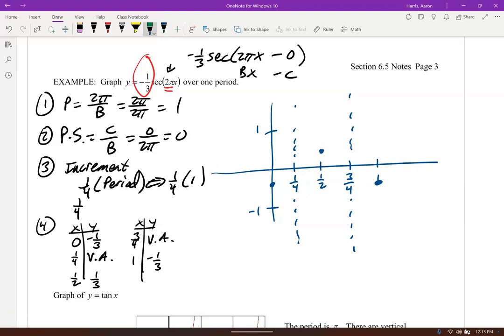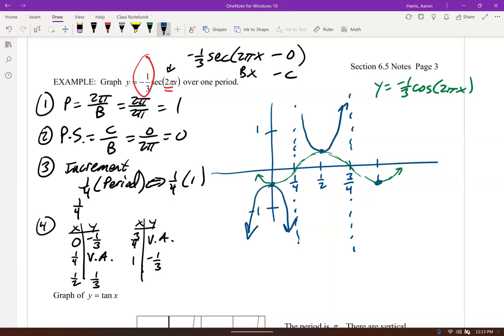I could also put on here, what does negative 1/3 cosine 2 pi x look like? And it would show you that. That may be helpful as far as graphing this thing. So it would go the other direction like that, right? Anyways.